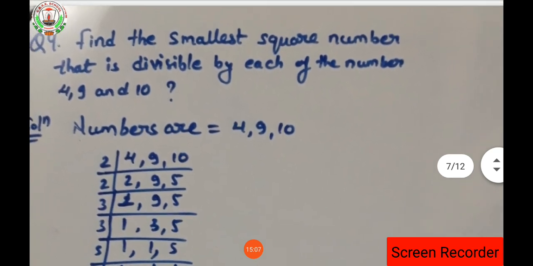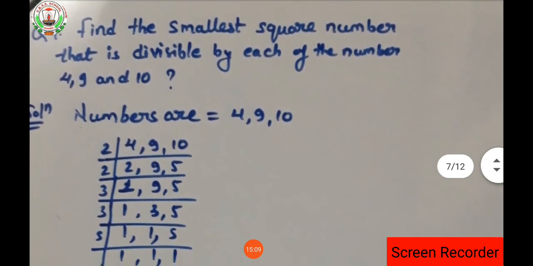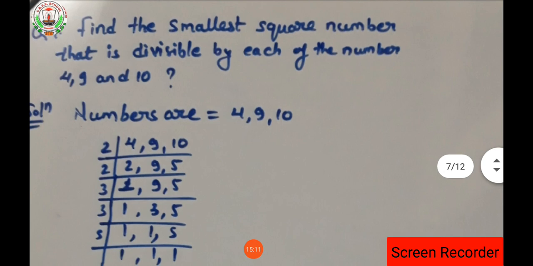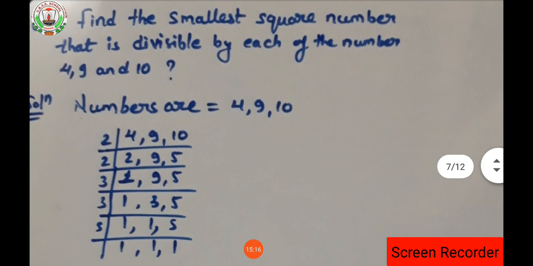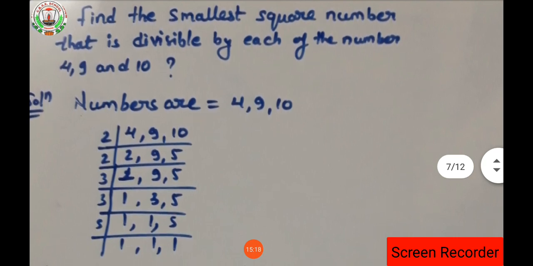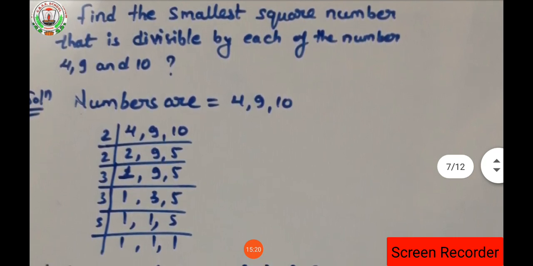So here is question number 9. Find the smallest square number that is divisible by each number 4, 9 and 10. This question you people had already done in class 6, so for this question we will just revise. What we have to find? The smallest square number which is divisible by 4, 9 and 10, a small number which goes in the table of 4, 9 and 10. So we have to find that particular smallest square number.